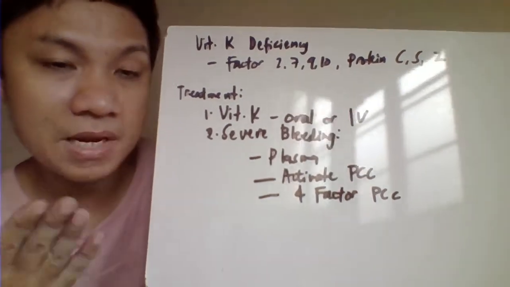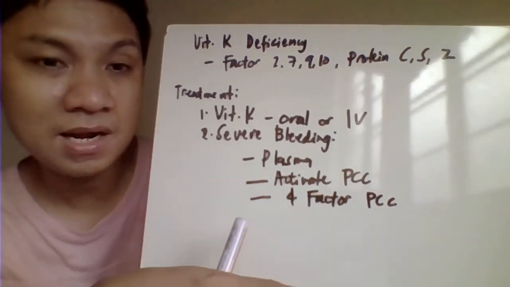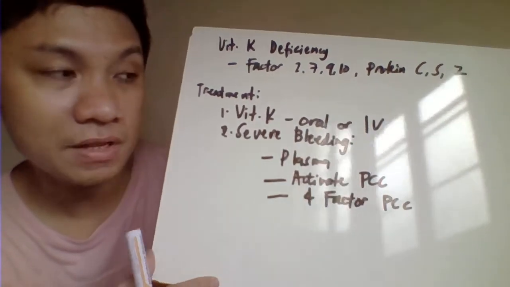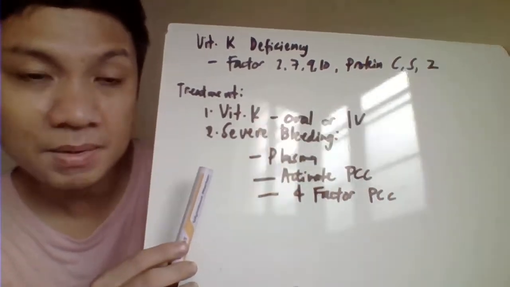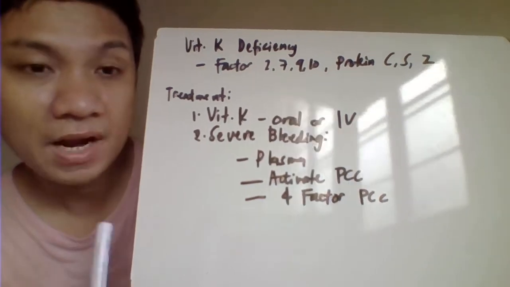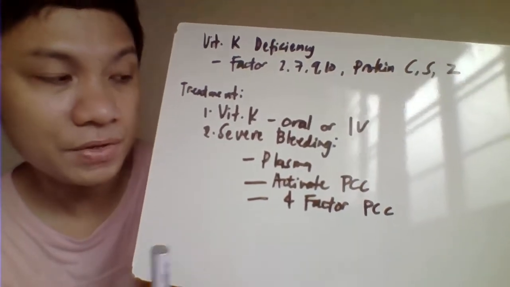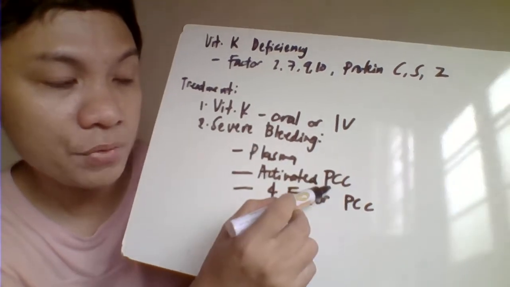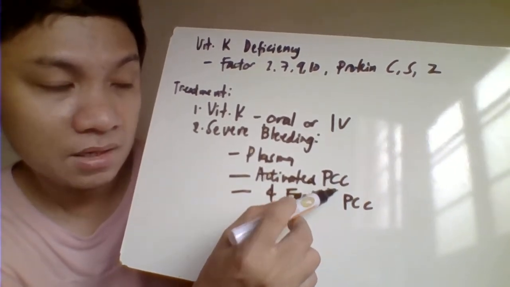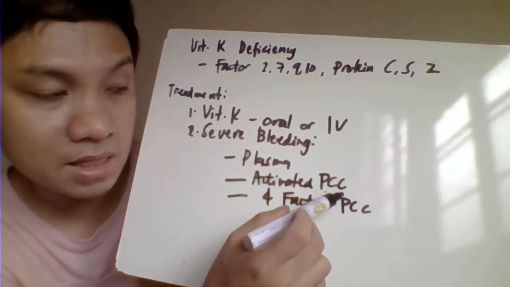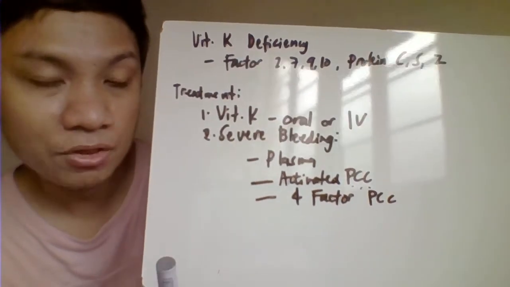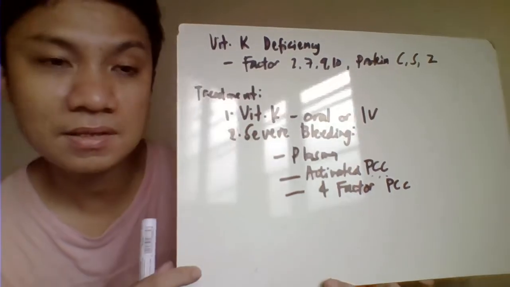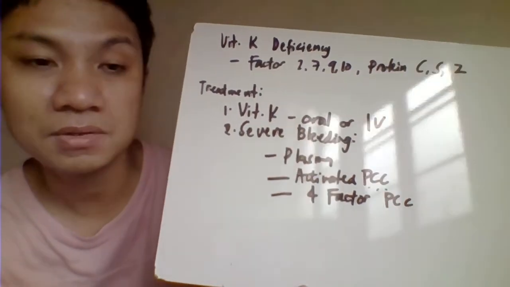Pero pag severe bleeding manifestation, because madami ang nawala na coagulation factors, then you could give plasma to the patient in the form of fresh frozen plasma. You could also give activated prothrombin complex concentrate. Or you could also give 4-factor prothrombin complex concentrate. Okay, so that's all about our coagulation factors. Okay, thank you.